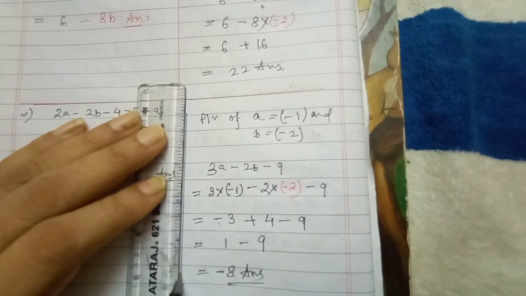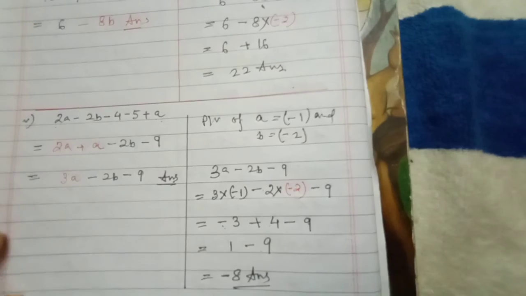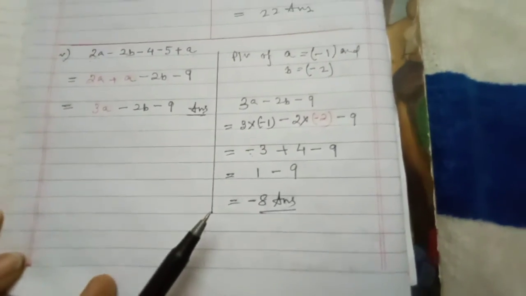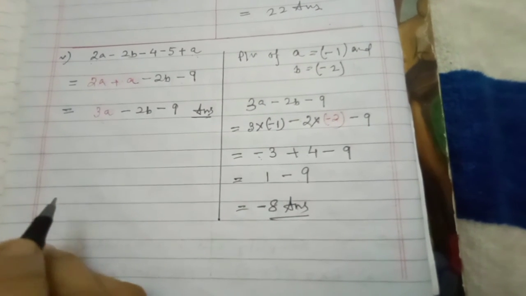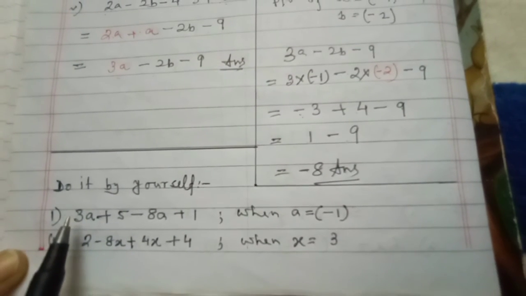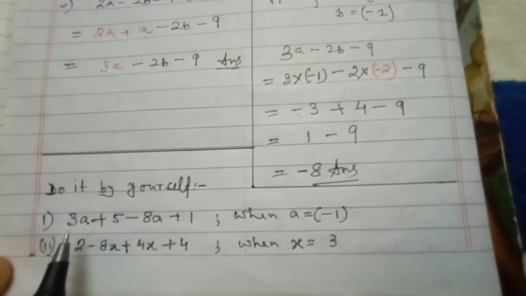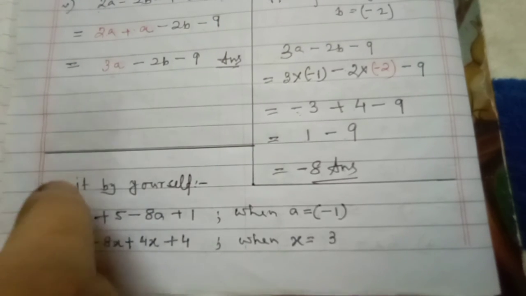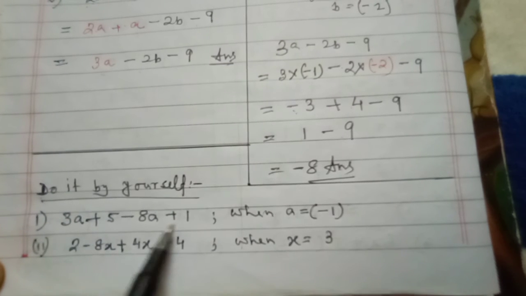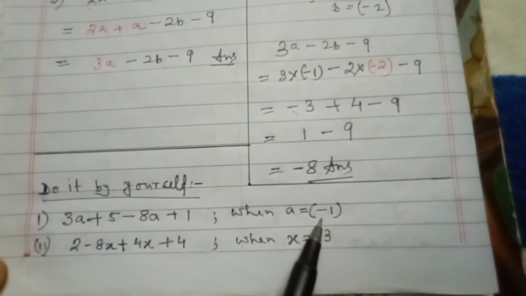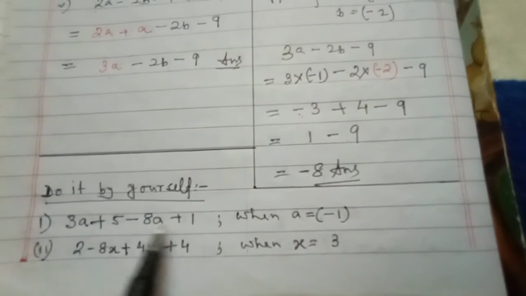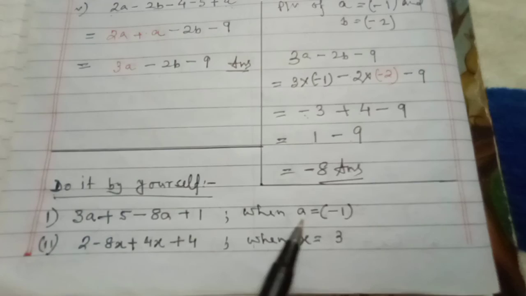Now I will give you two small sums which you have to solve on your own. If you understand this, you can do it easily. Next question is, very small two sums I have given here, which you have to do by yourself. Solve this sum. First you simplify it and then put the value of a is equal to minus 1, because the variable is a here, and you have to put the value after simplifying.